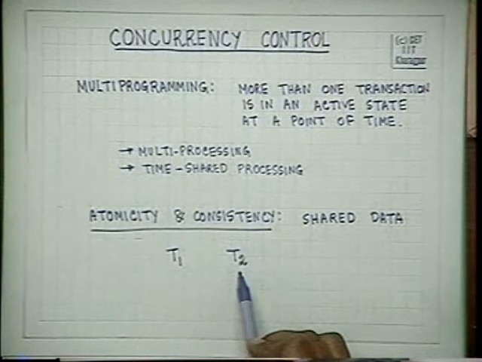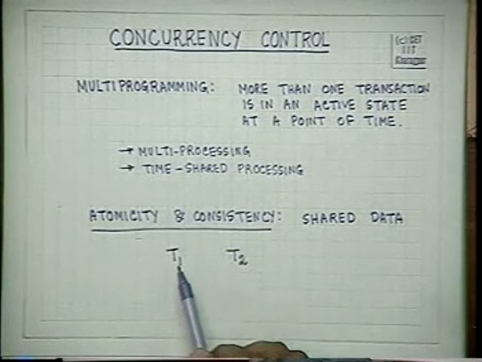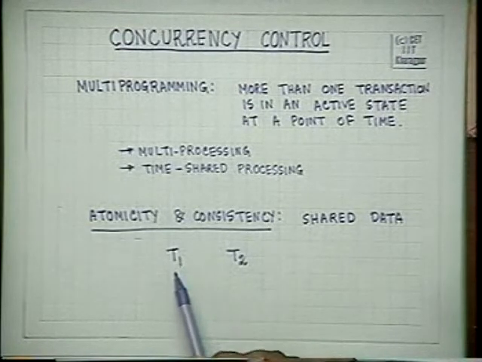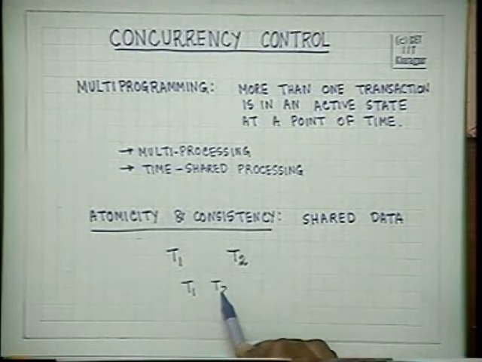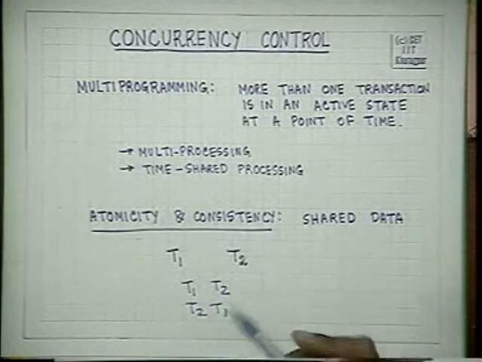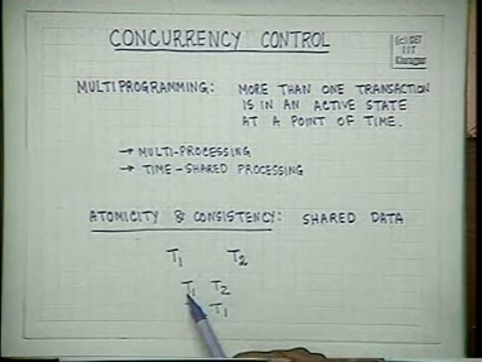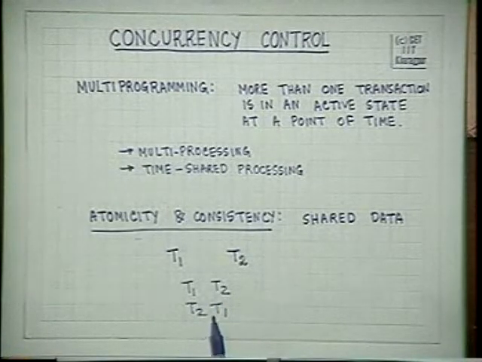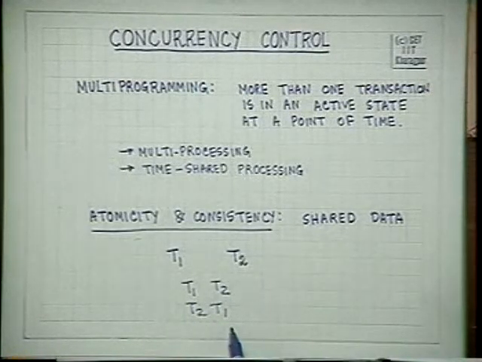Now, let us understand what it means that T1 and T2 can be executed concurrently. It means that whether they share data or not, if T1 executes before T2 or T2 executes before T1, that is, T1 followed by T2 or T2 followed by T1, both must be valid. The first criterion for two transactions to be concurrent is that if T1 follows T2 or T2 follows T1, there should be no difficulty.